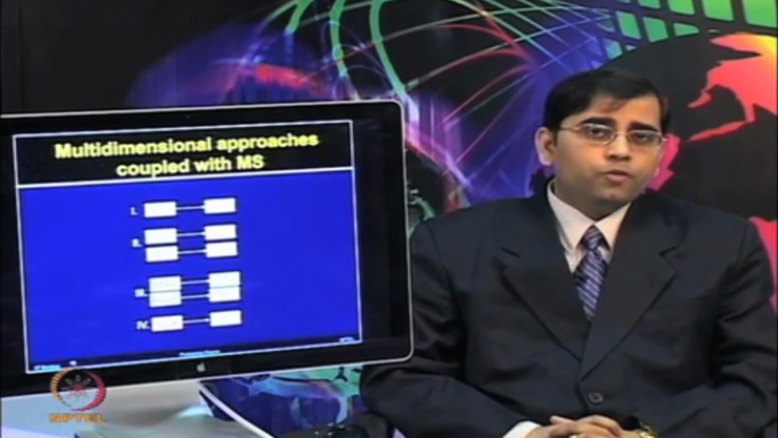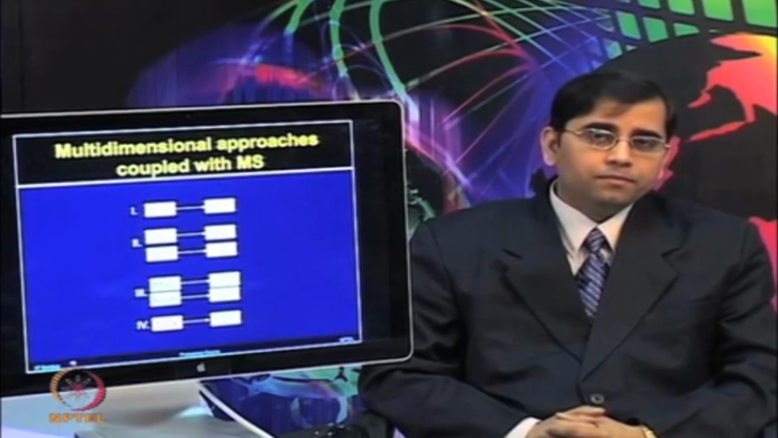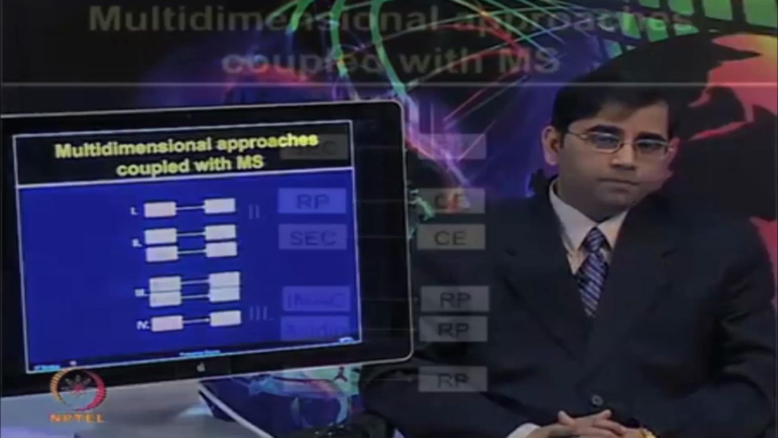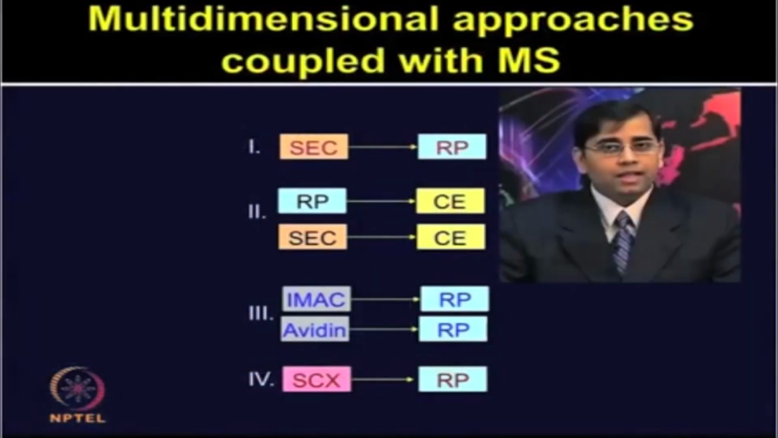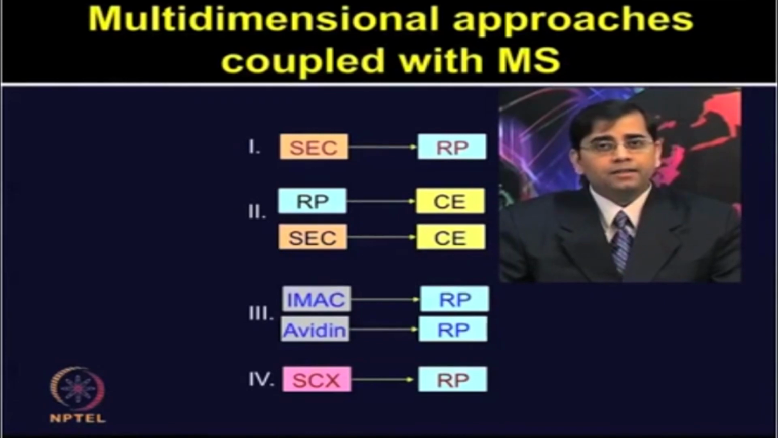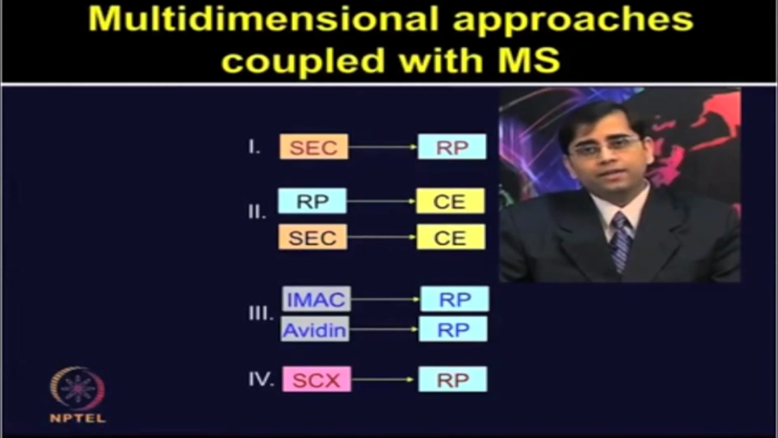Now, multidimensional approaches can be coupled with mass spectrometry. So, one can use various types of liquid chromatography methods in tandem and then do the multidimensional separation. Different approaches have been tried. For example, size exclusion chromatography followed by reverse phase chromatography, but it has resulted in poor resolution of peptides in size exclusion chromatography. So, that is not very widely used.